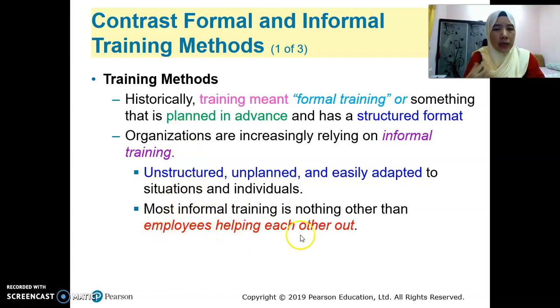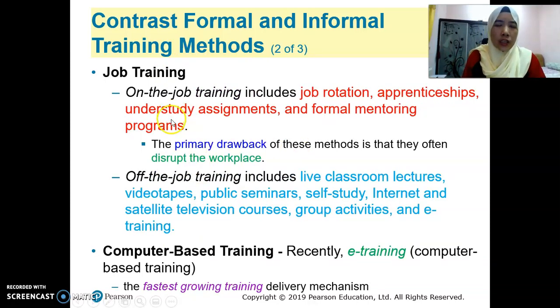Most informal training is nothing other than employees helping each other out. Informal training can take many different forms, such as helping other employees or giving employees guidance and so on. Job training can be on-the-job training or off-the-job training. On-the-job training includes job rotations, apprenticeships, understudy assignments, and formal mentoring programs.